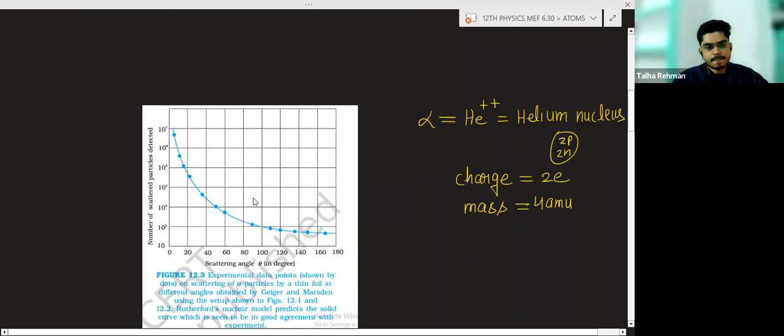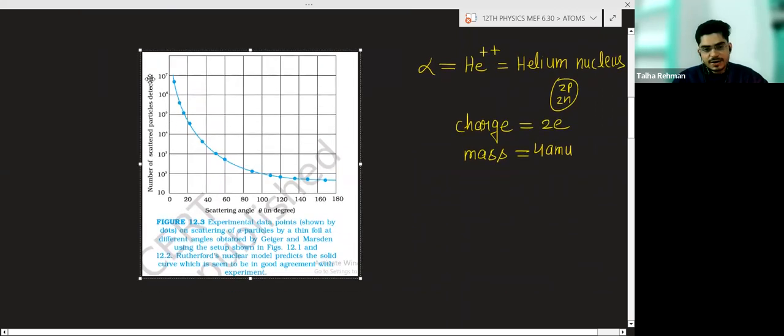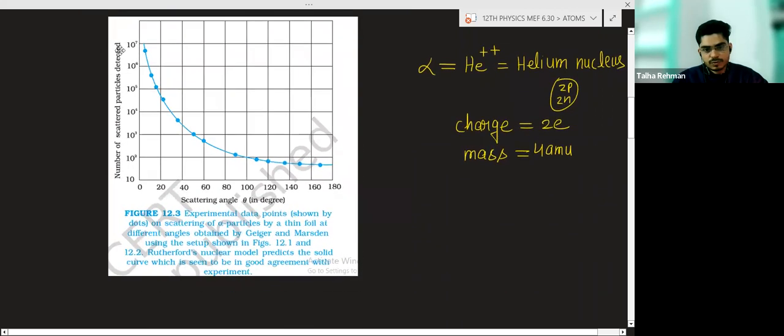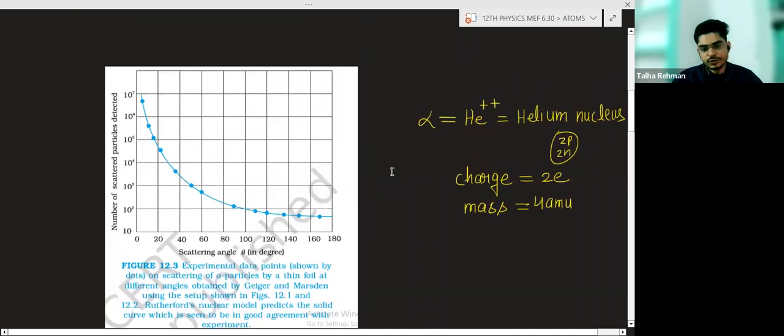Basically, this is the graph drawn by the scientists. This is a graph between the number of scattered particles detected and the scattering angle theta. You can see here, this is the angle, and these are the number of particles scattered.